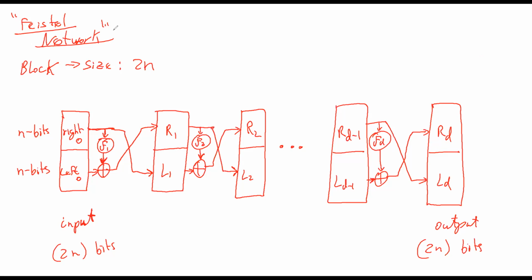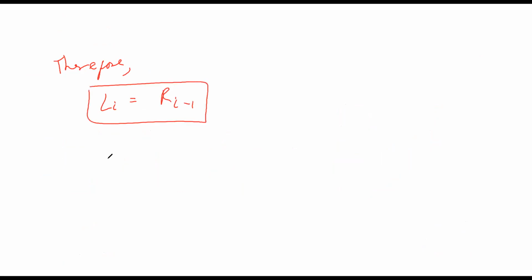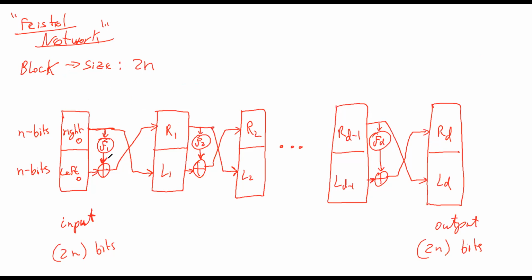So therefore, in conclusion, I'm sure you guys made a note of this, we can conclude that Li will be equal to Ri-1, right? Do you all agree with that? So for instance, Li is Ri-1. L1 is R0, right? 1 minus 0.